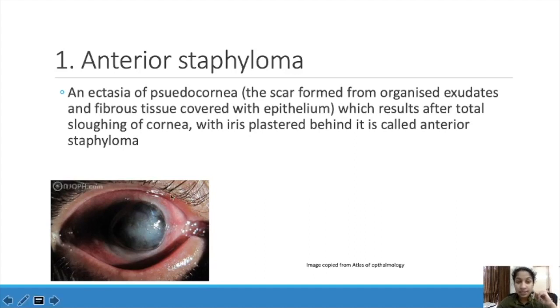This is the picture showing anterior staphyloma. You can see the bulging here. It is a bulging of the pseudocornea, and the structure behind, the iris, comes out through that. That is known as anterior staphyloma.